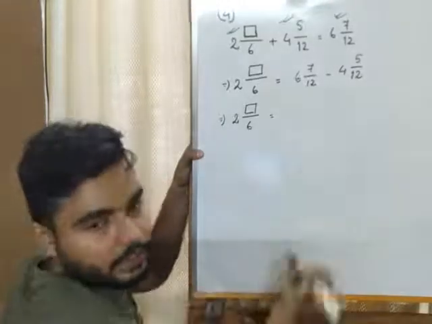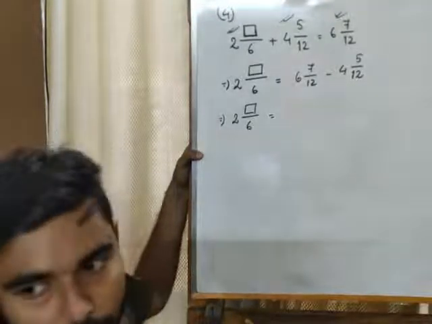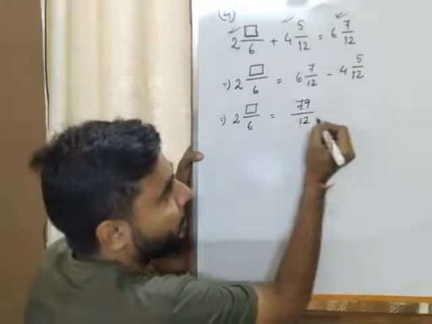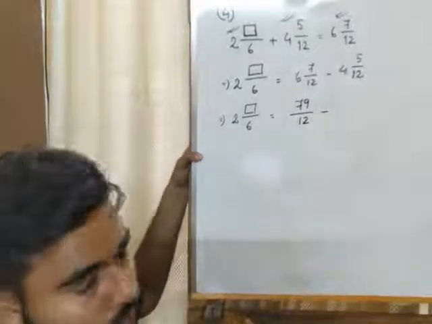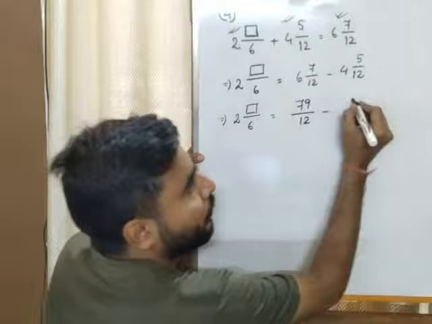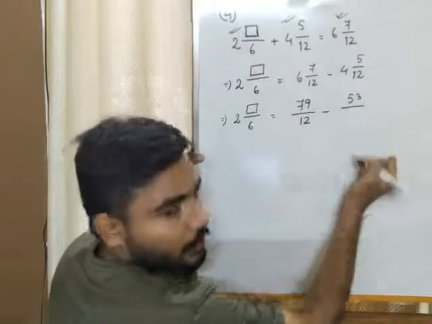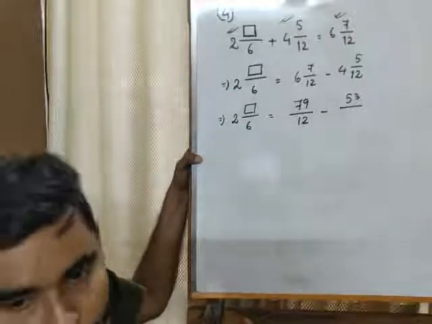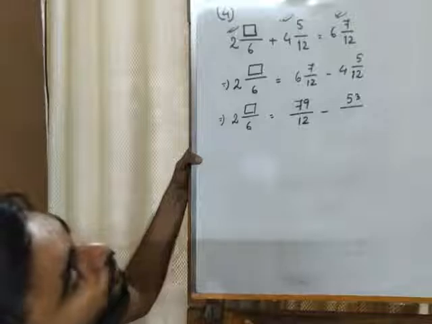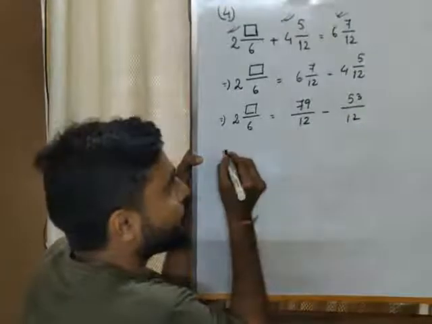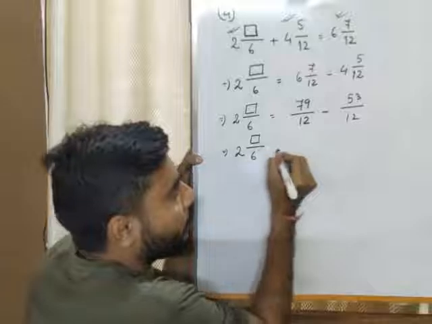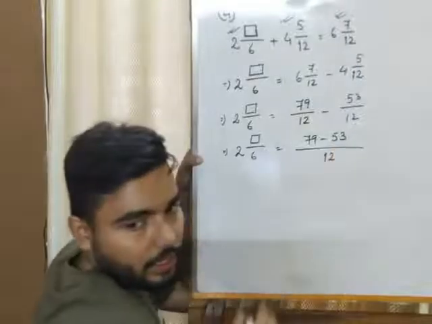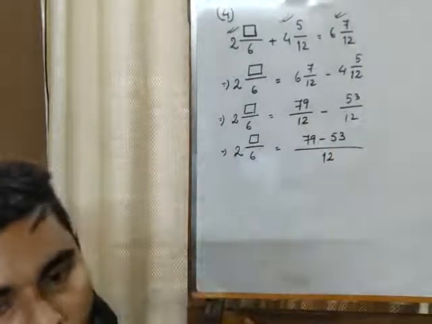Now 6 into 12 is 72. 72 plus 7 is 79 by 12. 4 times 12 is 48. 48 plus 5 is 53. Okay, 4 times 12 is 48 and plus 5 will be 53, so 53 by 12. Now these two numbers will be subtracted. Okay, so over 12 here it will be 79 minus 53. Since the denominators are the same, we can do it directly.